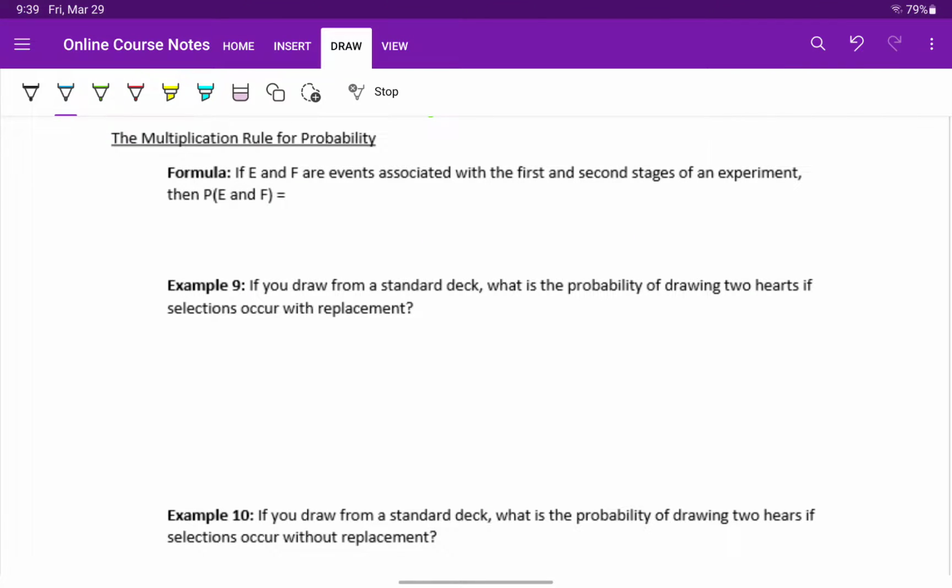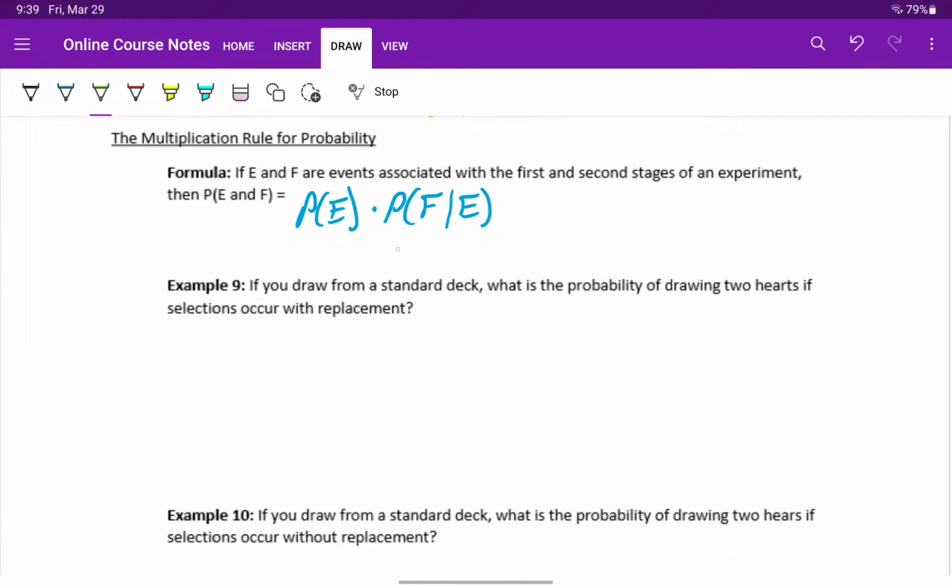The multiplication rule for probability tells us that if there are two events, E and F, which are the first and second stages of an experiment, then the probability of E and F is the probability of E times the probability of F with a vertical bar E.